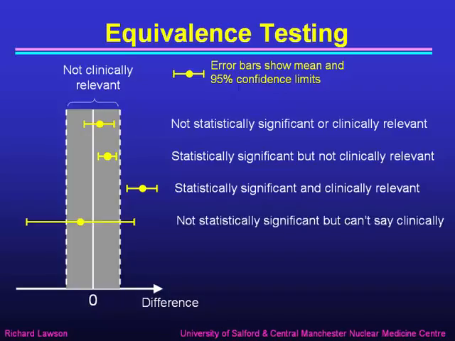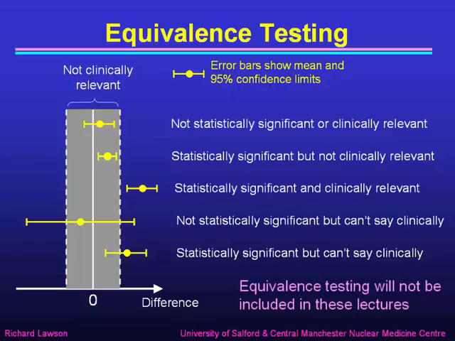But here is a result that is not statistically significant because it does include 0 in its range, but we can't say whether or not it's clinically relevant because the error bars are too great. Here, though, is a result that is statistically significant because it doesn't include 0 in its range, but we still can't say whether it's clinically relevant or not because it's partly in and partly out of the range. So that just shows that statistical significance and clinical relevance are 2 different things, and equivalence testing is not going to be included within these lectures, so I'm not attempting to cover that.